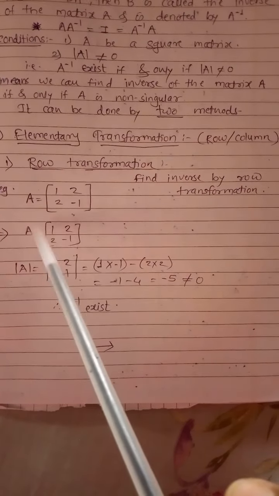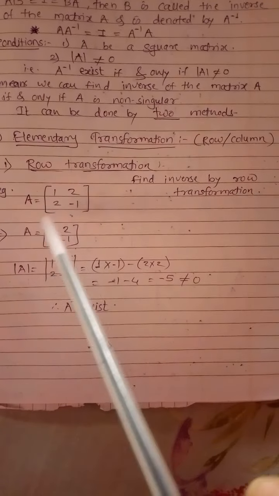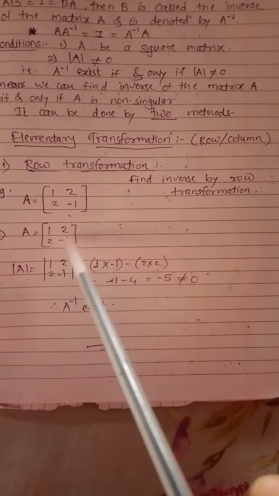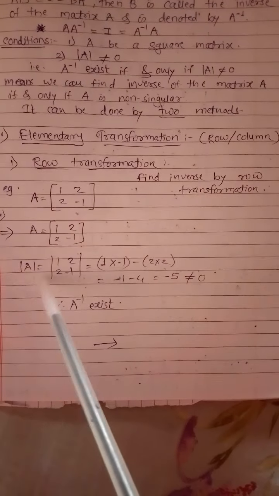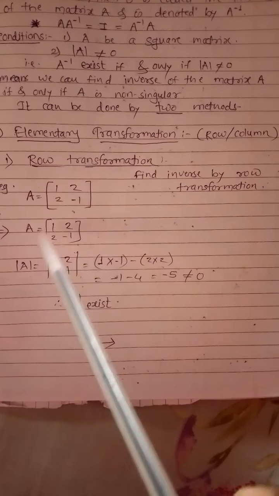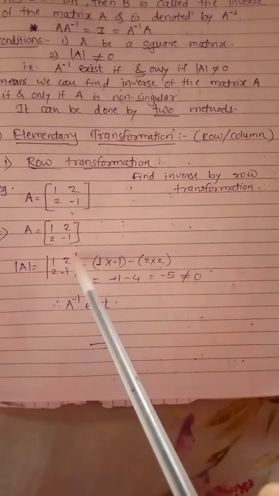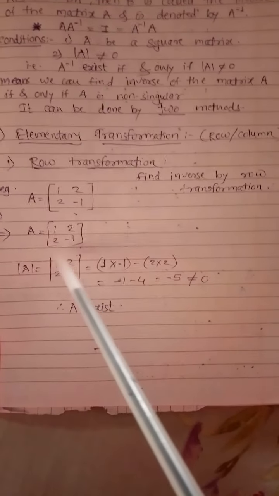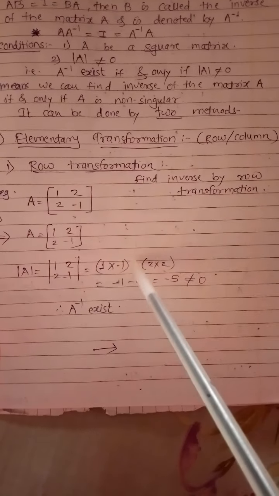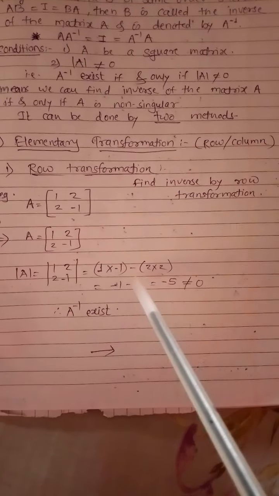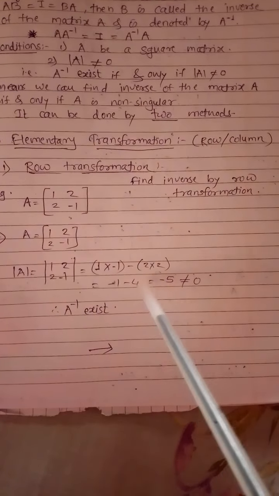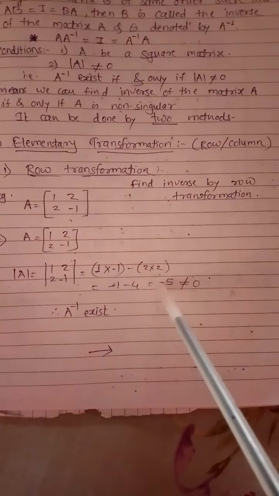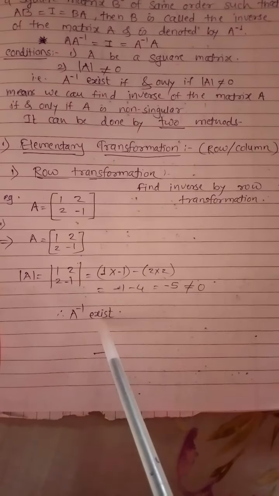First we write down A is equal to the matrix 1 2 and 2 minus 1. First we have to find the determinant of A. So in the determinant 1 2 2 and minus 1, you know how to find the determinant. Take the cross: 1 into minus 1 minus 2 into 2. So the answer is minus 1 minus 4, which is equal to minus 5, not equal to 0, and so A inverse exists.